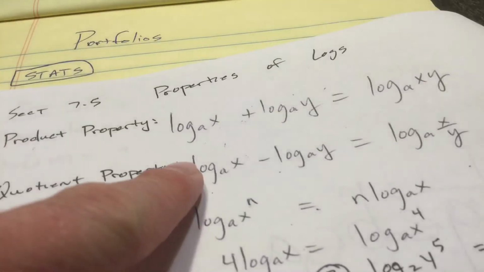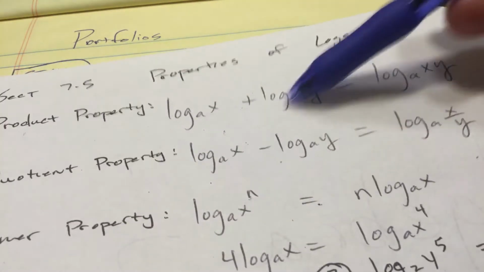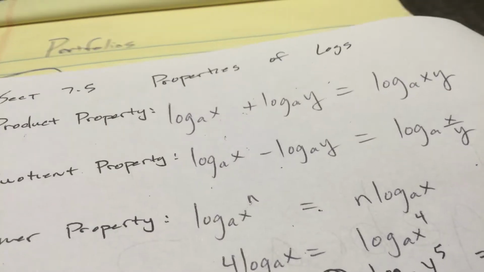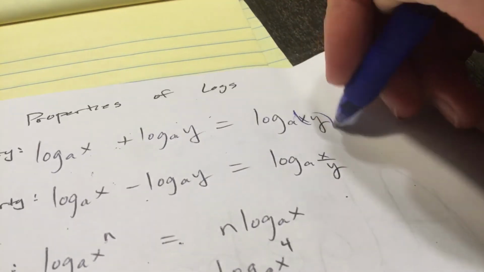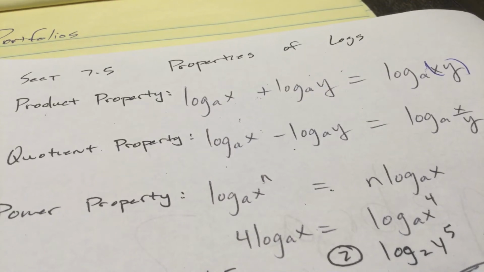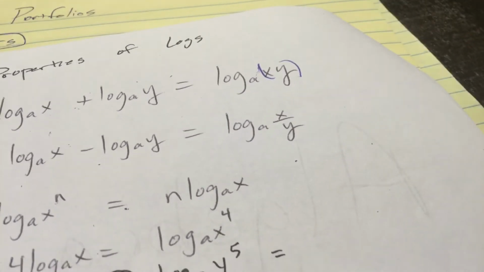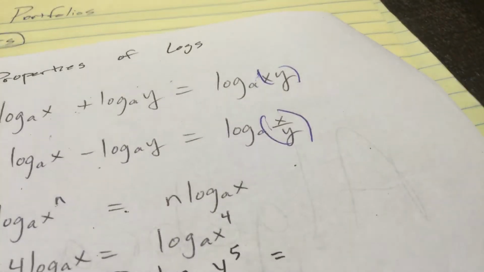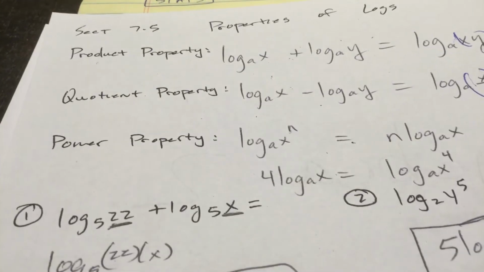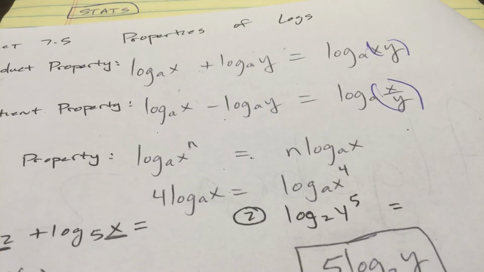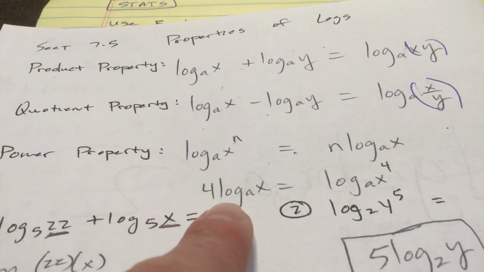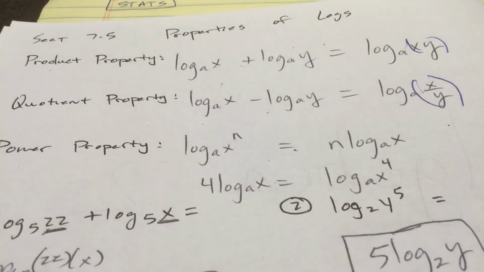Product property says log base a of x plus log base a of y. Notice how they have the same bases. Sum of two logs with the same base, you can just put them together as one log base a of x times y. Quotient property says log base a of x minus log base a of y, the same base. Subtraction means division. It would be log base a of x divided by y. Power property says that log base a of x to the n is n times log base a of x. Vice versa, for n log base a of x, the exponent comes on up.